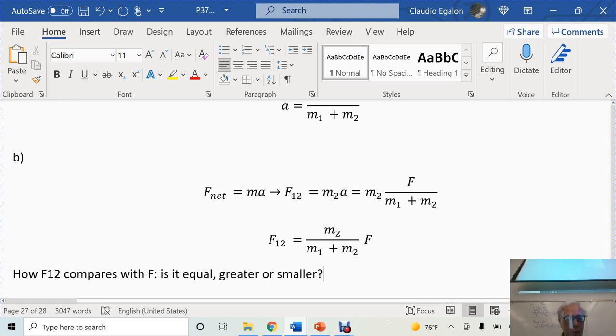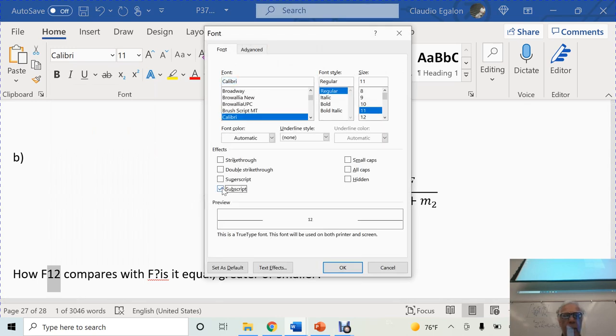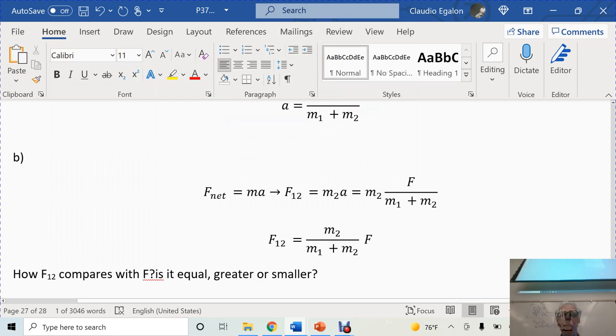One possible answer. How F12 compares to F. Is this number here 1, greater than 1, or less than 1? Is it M2 divided by M2? If it were M2 divided by M2, it would be 1, right? But no, it's not 1, because you have another term here. We are summing. So this denominator is greater than the numerator.